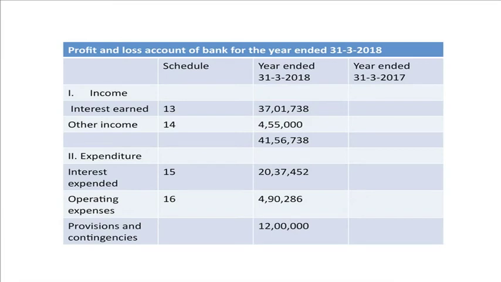So, having all the operating expenses in this schedule, we will aggregate it and then we will reflect the total amount against the operating expenses schedule under our P&L account, and its total is coming as 4,90,286. So, when we go to the P&L account, we are showing it here under operating expenses, 4,90,286. So, now we can see that we have reflected all the information for income and expenditure. Incomes aggregating 41,56,738 and expenditure total is coming for 20,37,452, schedule 15, and operating expenses 4,90,286. So, schedules we have filled up.